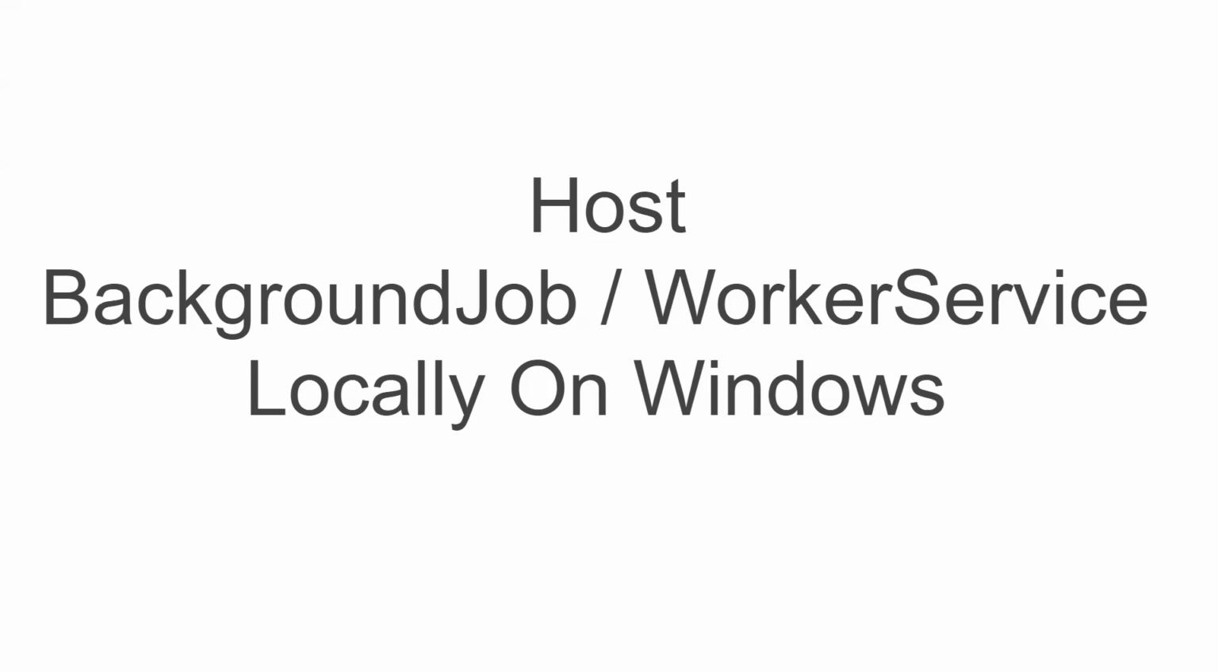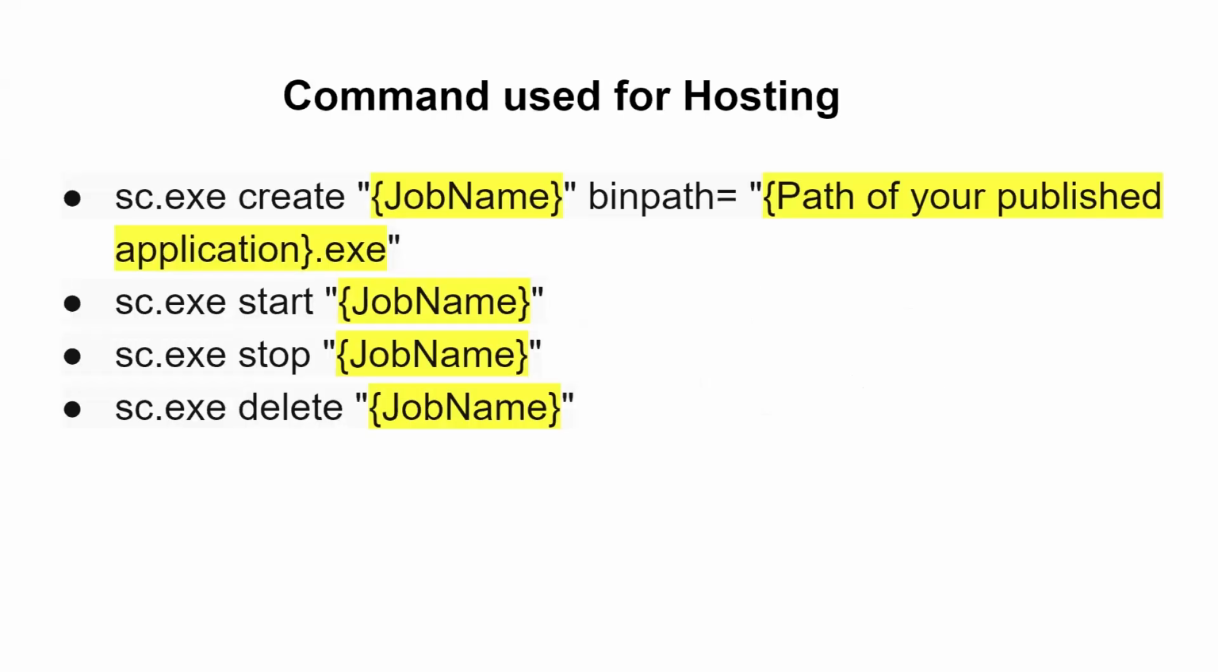First of all, to host our application, we need some commands to host it on our machine. These are the commands we need to execute on our command prompt. The first one is to create the job. Here the job name can be any name you give for the application, and bin path is the path of your published code along with your exe file. After that, we have start to start the job, stop to stop the job, and delete to delete the job.